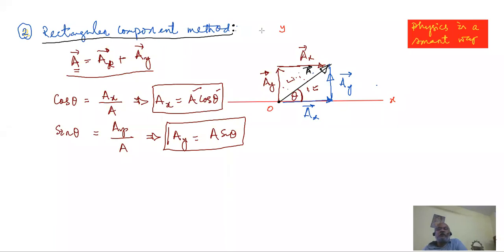There is a simple trick you can employ like this. Say we draw our x and y coordinates. We draw the vector. Okay, say that is a vector.